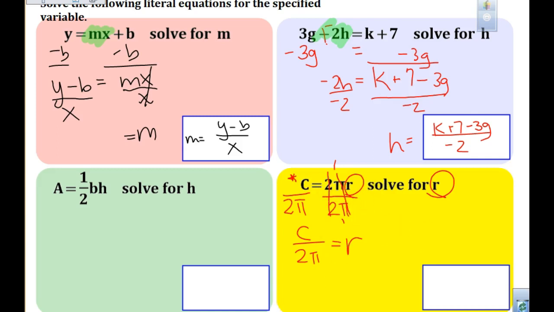So I always have students when they look at this one go, oh, Mrs. Thompson, I think we should clear the fraction first, right? Like we've been doing all those, which means I'd multiply by what on both sides of the equation? 2. So I'm going to take 2 times A is equal to 2 times 1/2 times b times h.